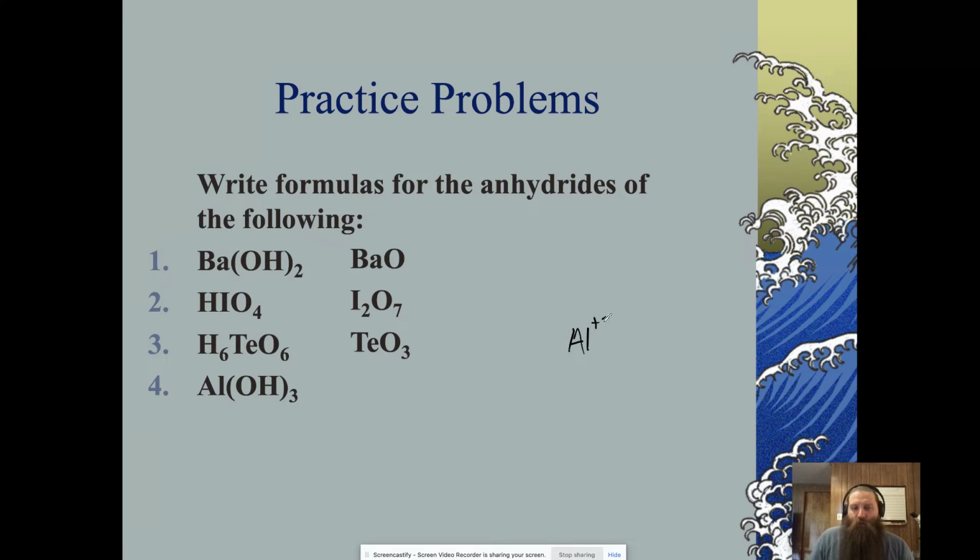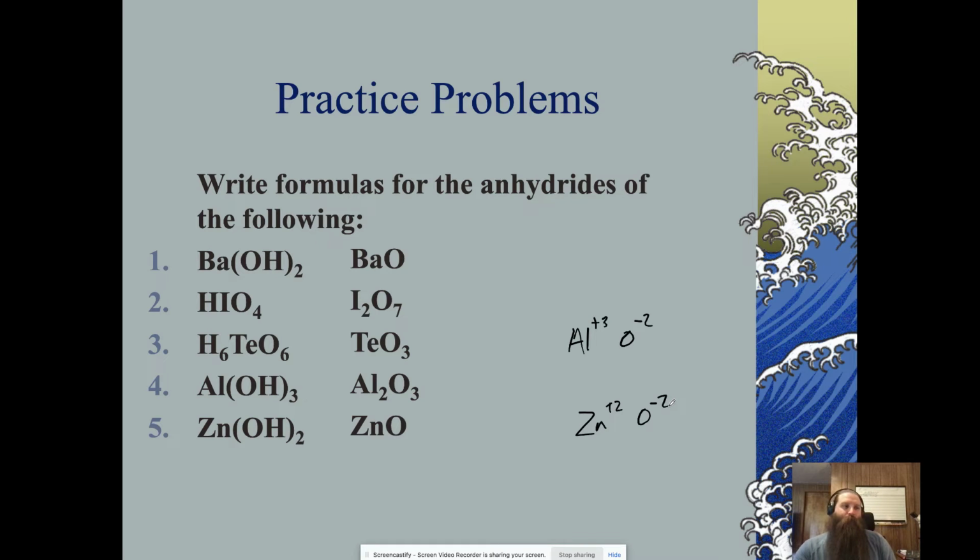So aluminum's plus 3, oxygen's minus 2, so I'm going to get Al2O3. There it is. Zinc hydroxide, same thing. We know zinc is always plus 2. That's a rule. Oxygen's minus 2. So I'm going to get ZnO.